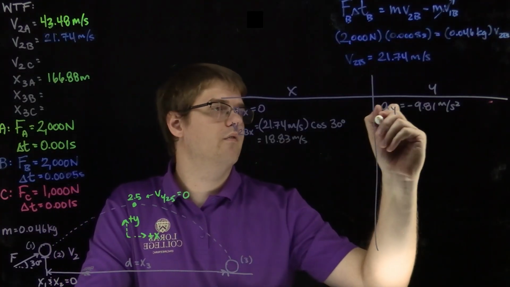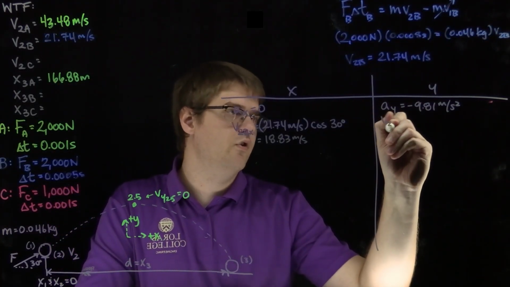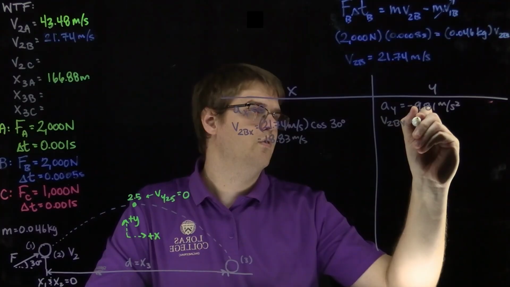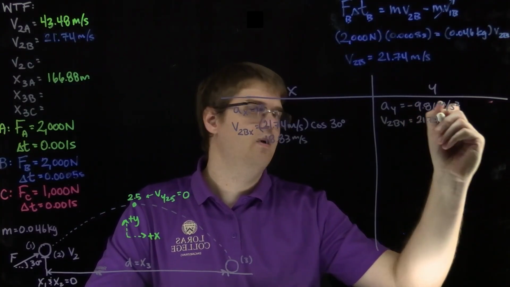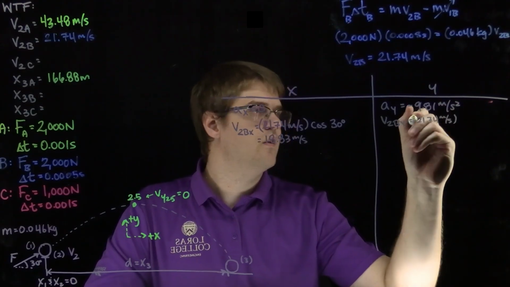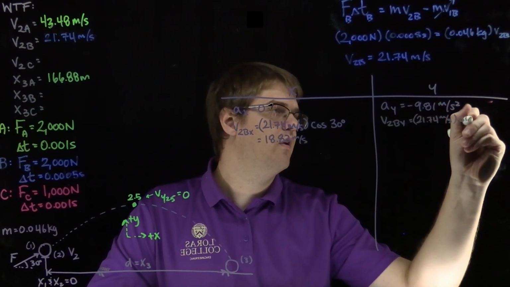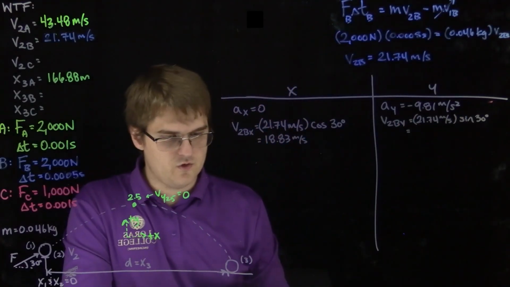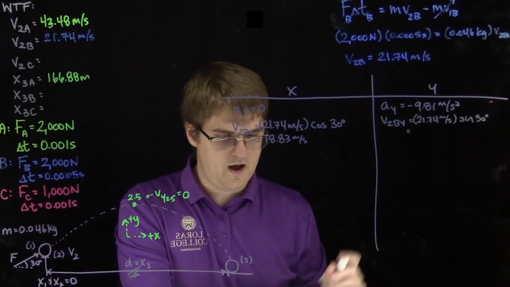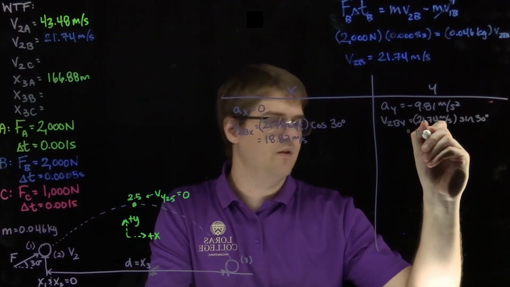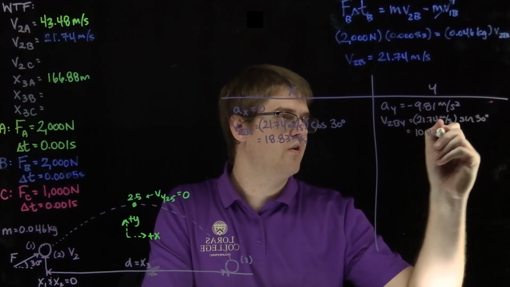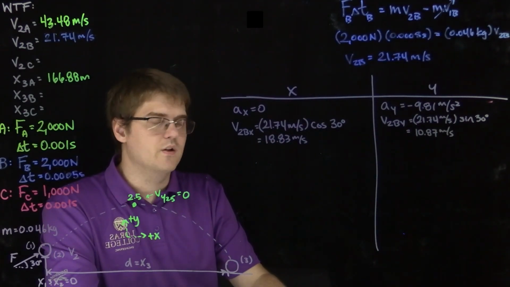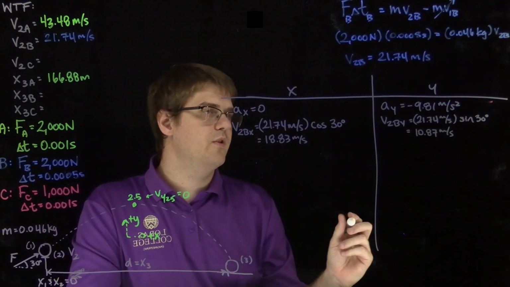And then my velocity of 2 at b in the y is going to be 21.74 meters per second times the sine of 30 degrees. And that is going to give me a value in the y. Well, that's just half. That's 10.87 meters per second in the y. Going a little bit faster this time, because we already did the same thing once.